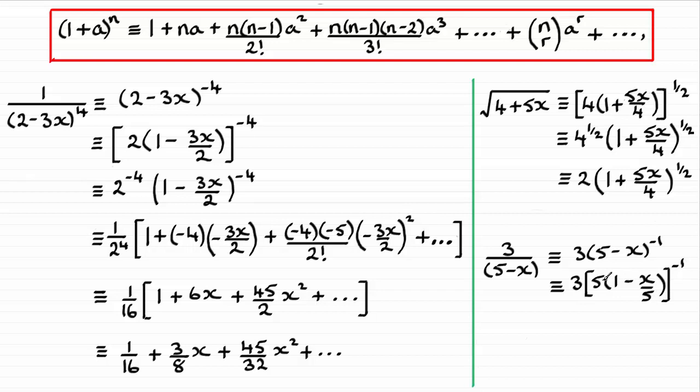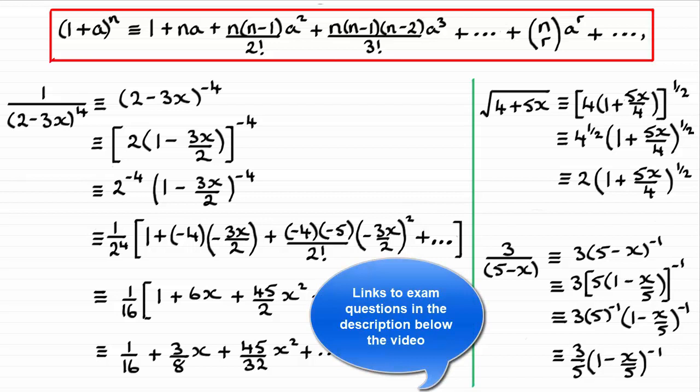And then we can rewrite this as 3 times 5 to the power minus 1, all multiplied by 1 minus x over 5 to the minus 1. And we can now rewrite this as 3 times 5 to the power minus 1, and that bracket then all to the power minus 1. 5 to the minus 1 is 1/5, times it with the 3, and you end up with 3/5 times that bracket to the power minus 1. And clearly we would now go on to expand this using the formula up here and then finally multiply by 3/5. Okay, so I hope you're able to see your way through that.